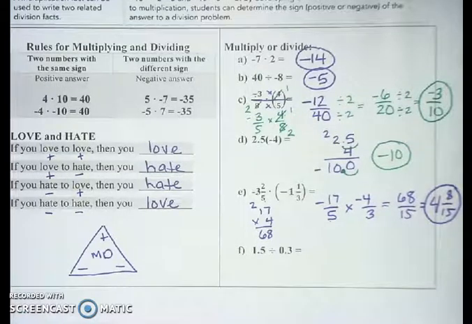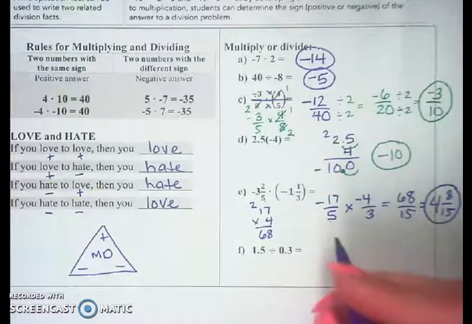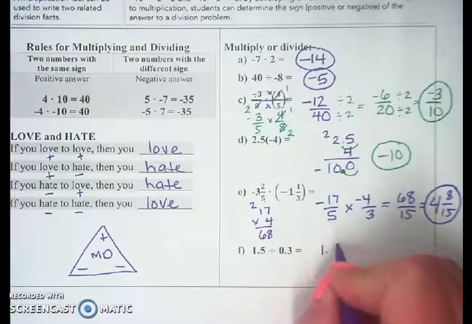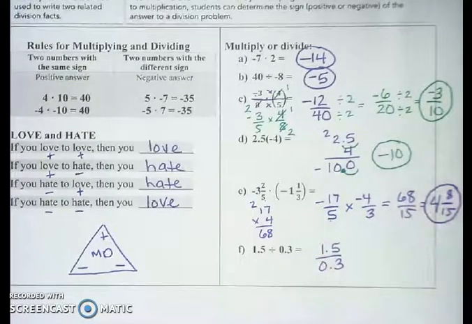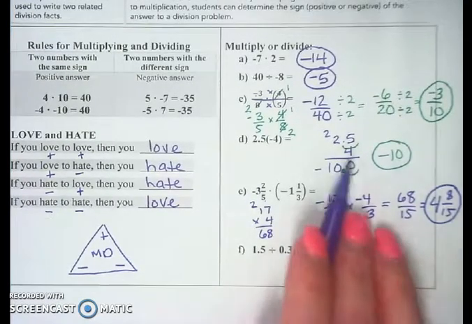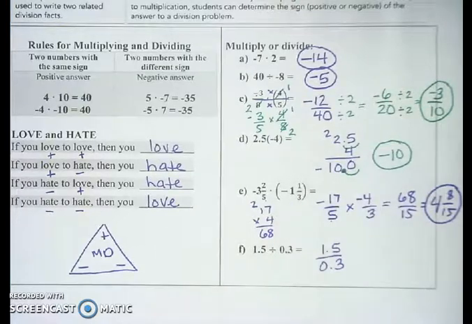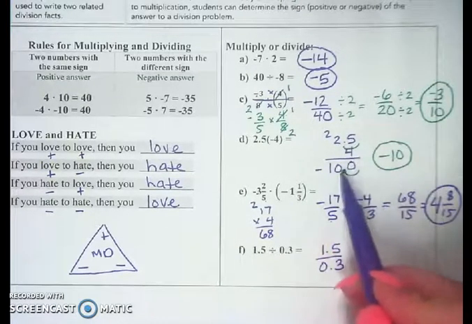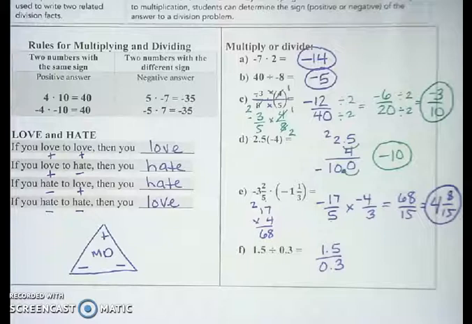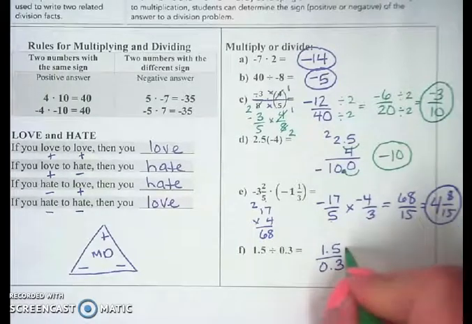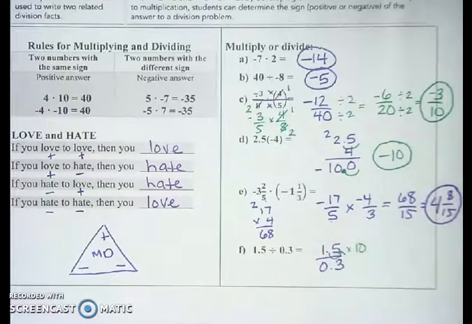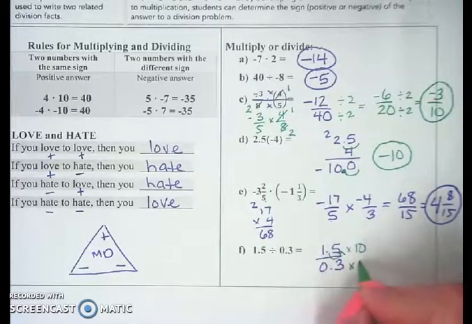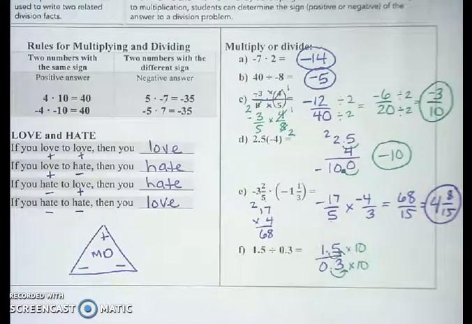All right, and our last one. I have 1.5 divided by 0.3. When I divide, you can think of that one like a fraction. Again, those decimal places move together. So when I multiplied, I went 1 place to the left. I can do the same thing here. If I took this times 10, the decimal would go 1 place to the right. Same thing here. I take him times 10, he goes 1 place to the right.